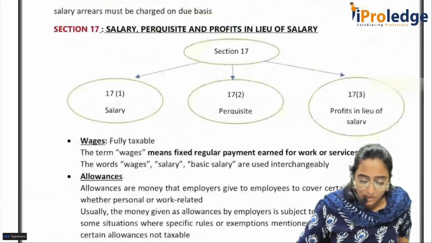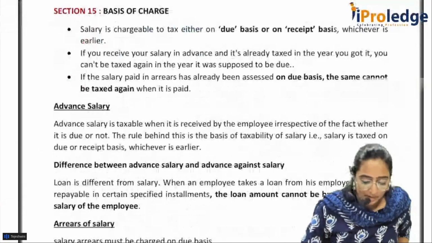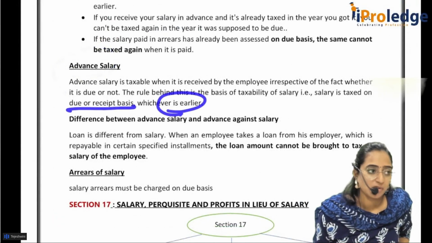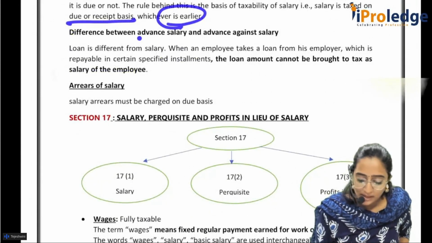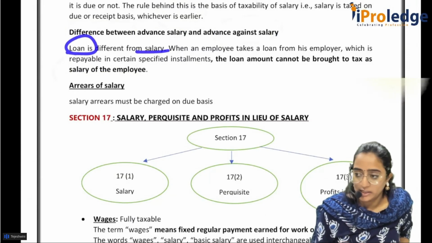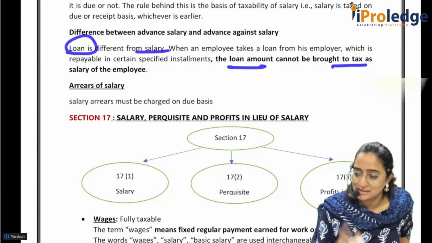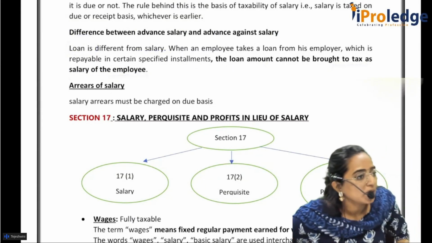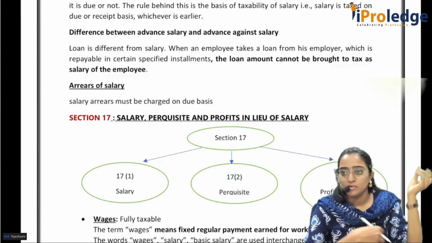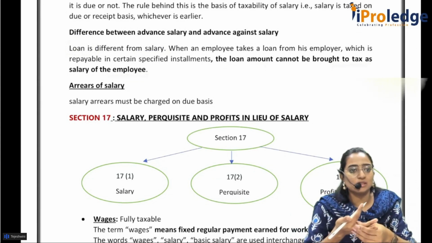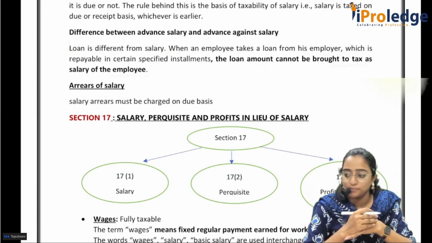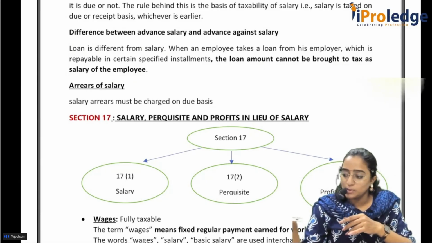So, with this point in picture, can I say advance salary is taxable on due basis or receipt basis, whichever is earlier? Difference between advance salary and advance against salary. See, loan is different from salary. I told you, loan amount cannot be brought to tax as a salary of the employee. The primary objective of salary being taxed is that it's your income. Loan amount is not your income. No, it's just a support that fellow is giving you. You are going to give that money back to him. Understanding? Clear, people?